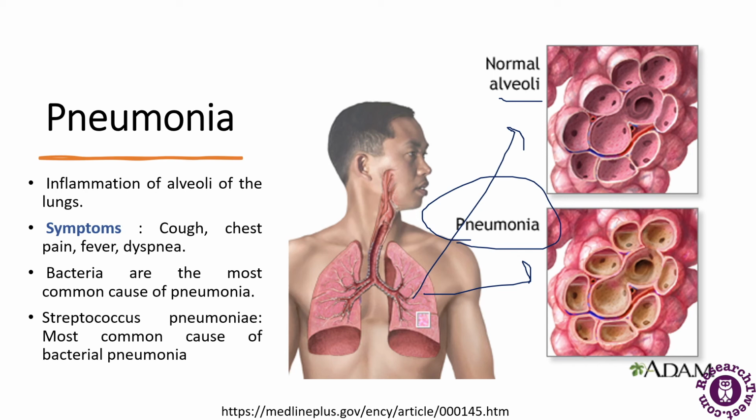Pneumonia is usually caused by infection with viruses or bacteria, and less commonly by other organisms. Here I have given the example of the bacteria Streptococcus pneumoniae. It is the most common cause of bacterial pneumonia. So this was about pneumonia.